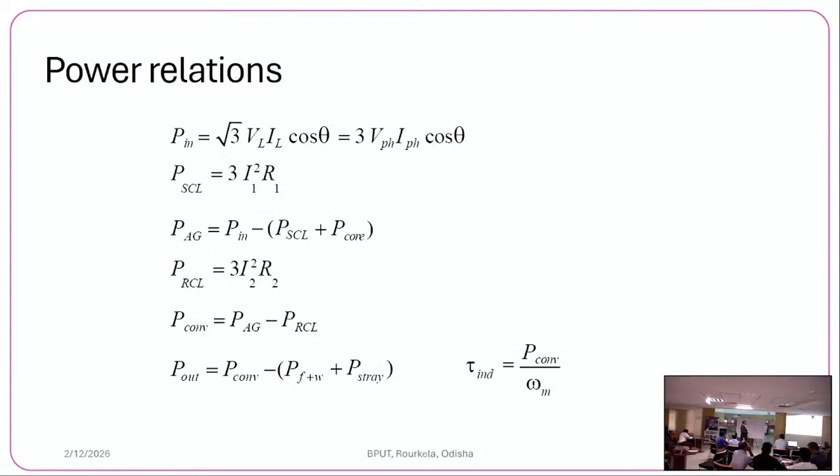Then equations for the power. The input power is 3 V phase I phase into power factor, or root 3 line voltage line current power factor. And SCL is stator copper loss for 3 phases, 3 times I square R. For the air gap power, input power minus stator copper loss and core loss combined. Then rotor copper loss, 3 I2 square R2. Then we have the converted power, air gap power minus rotor copper loss, then the output you get after subtracting friction and windage loss and stray load loss, then the torque in this power by mechanical circuit.